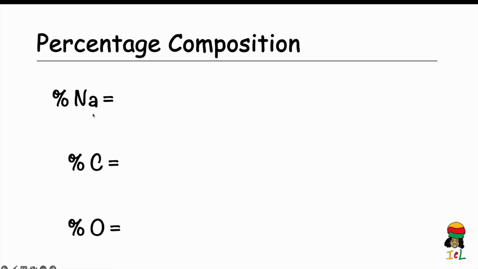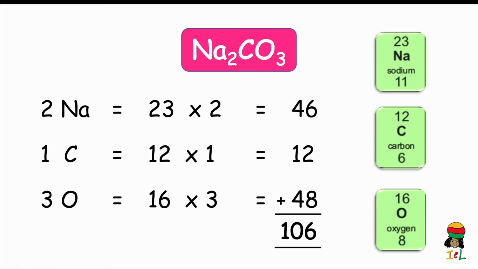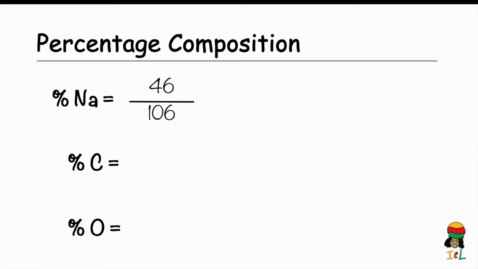We can now find the percentage composition of each element within sodium carbonate. Starting with sodium, we need to know the total mass of sodium within the sodium carbonate. If you recall, the total relative mass of the element sodium is 46 out of the total relative mass of 106 for sodium carbonate. Therefore, we have the relative mass of 46 for sodium divided by 106 multiplied by 100, and we get 43.4% sodium within sodium carbonate.